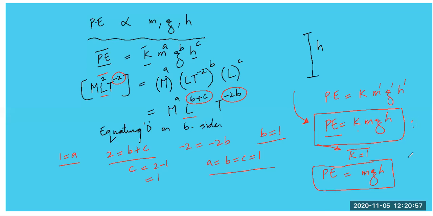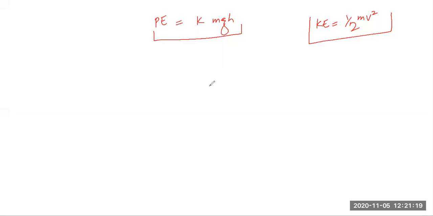So students, did you enjoy it? Potential energy we got as K m g h. So similarly, students, as a homework, you can derive this also: kinetic energy is equal to half mv squared. In fact, you can derive any formula now if you know the principle of dimensional homogeneity. So was it interesting, Arjinder and Jasmine?